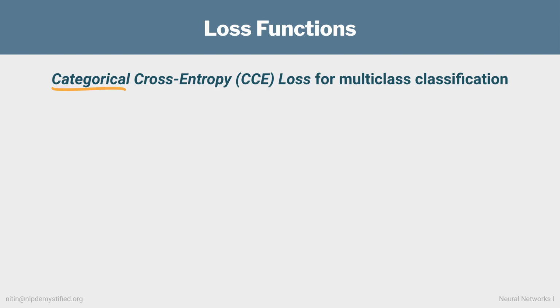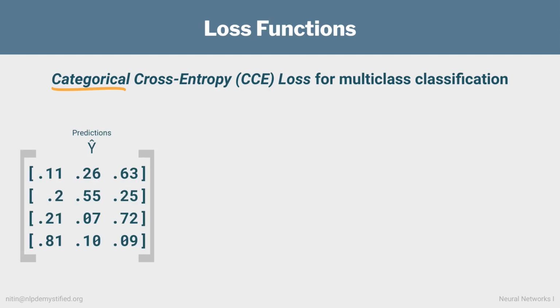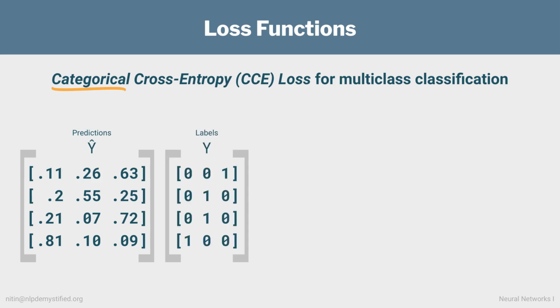For multi-class classification, we can use cross-entropy loss as well. In fact, the binary cross-entropy loss function we used was a special case of the categorical cross-entropy that we'll use here. Our predictions are going to be probability vectors. In this case, we have predictions for 4 samples. The corresponding labels would look like this.